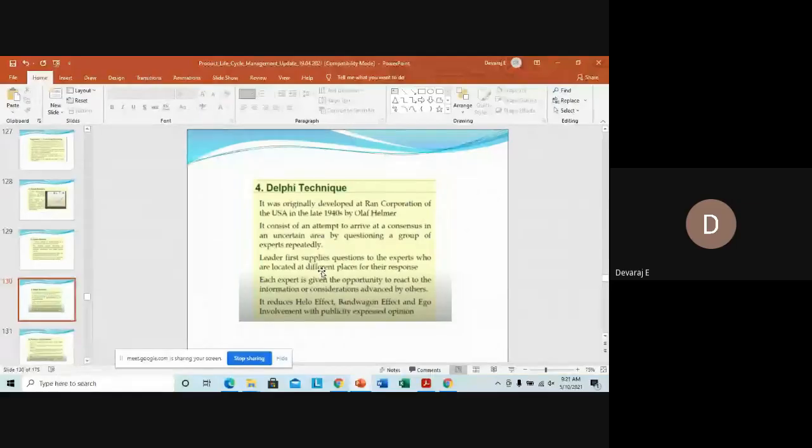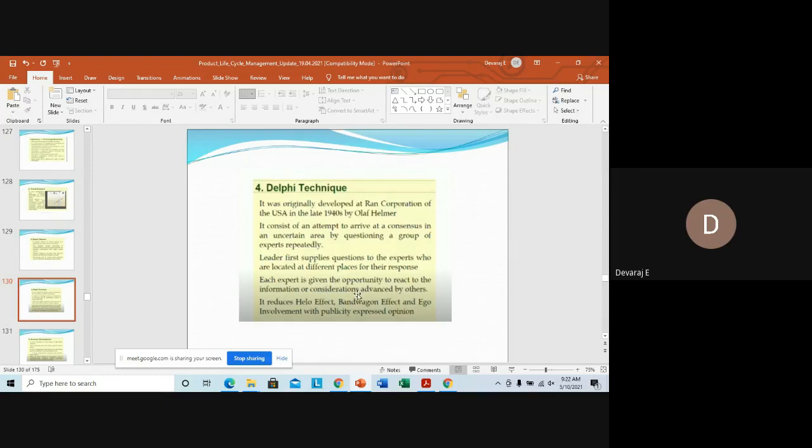For example, there will be 10 experts. The company will be asking the same question to all 10 experts, and they'll be getting the results. Repeatedly they'll be asking questions, and the experts will tell the answers. If all the experts tell the same solution for the statement, that solution will be implemented immediately to solve the problem. The leader first supplies questions to the experts who are located at different places for their response. Here, different places indicates either different states or different countries. So experts will be working in different states as well as different companies, right? They will ask the questions to all the experts.